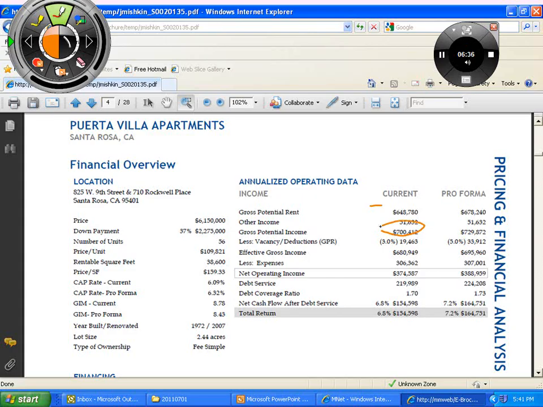They're using a 3% vacancy factor on this building, subtracted that to get to their EGI, and using expenses of $306,000 to get to their NOI. With $2,275,000 down, the balance borrowed has debt service of $219,000, leaving cash flow of $154,598, and they left out the equity buildup and total return on this particular package.